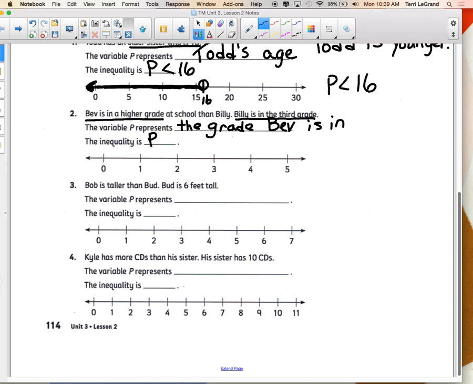She is in a higher grade. P is her grade. So her grade has to be greater than the grade Billy's in, which is 3rd grade. So P is greater than 3. We'll come over here and put it to the side of our number line. So 3 is the grade Billy's in. That's where our open circle is going to go. Bev, who's in a higher grade, would be in a grade going to the right of 3. So Bev's either in 4th grade, 5th grade, 6th grade, who knows? But we have to represent it as a group of numbers because that's all the information we have.